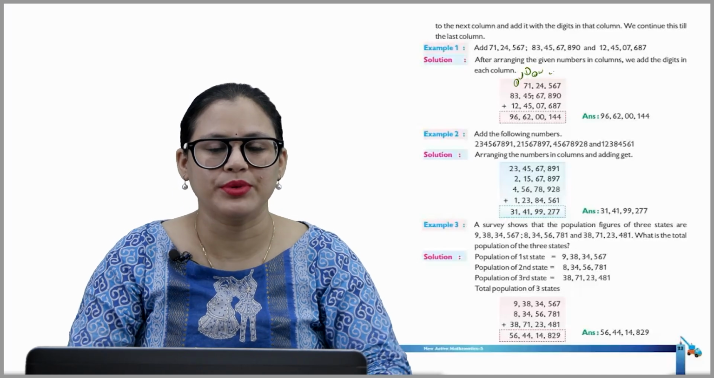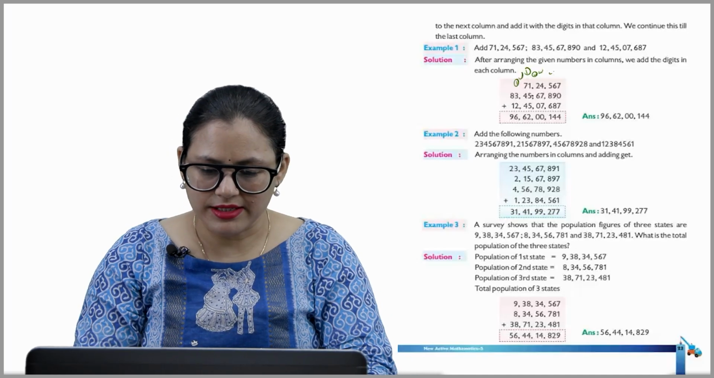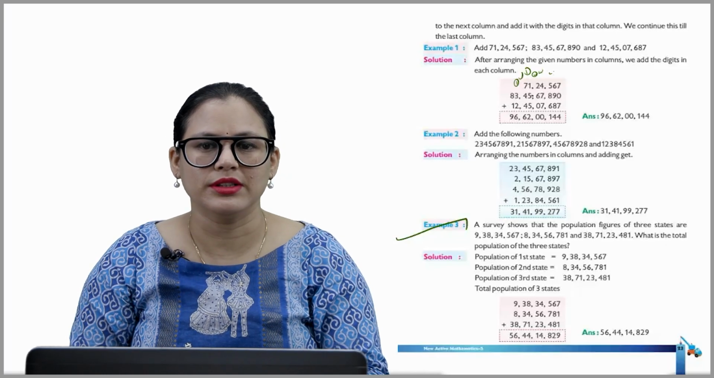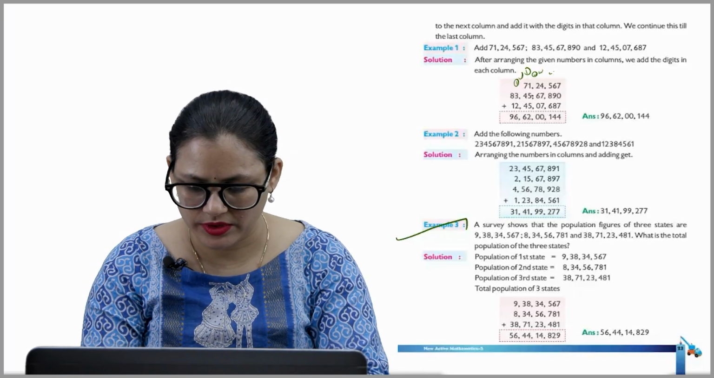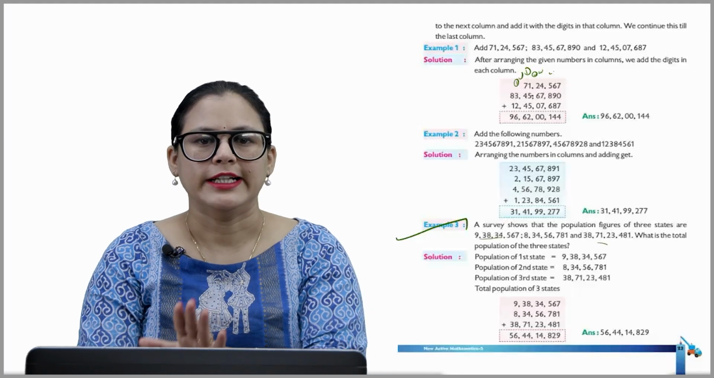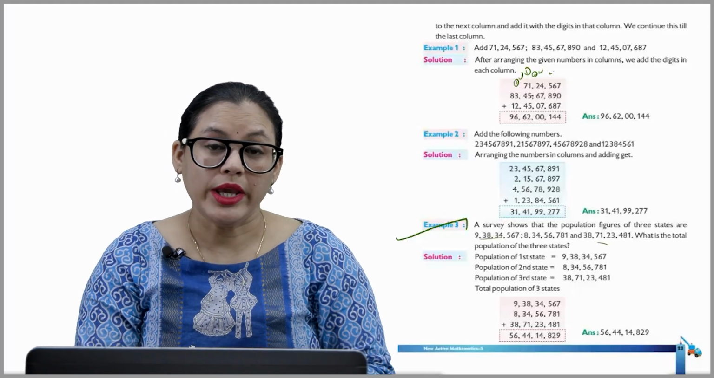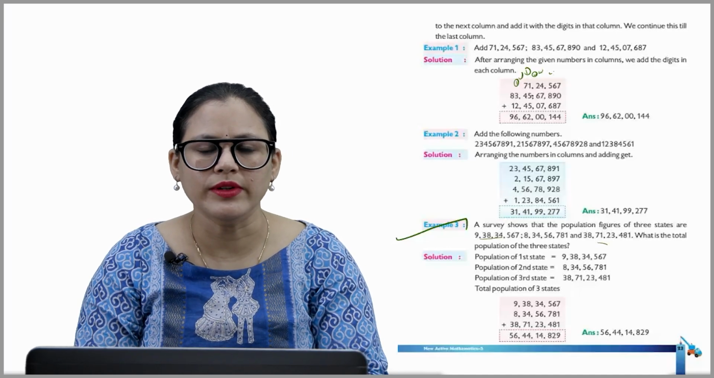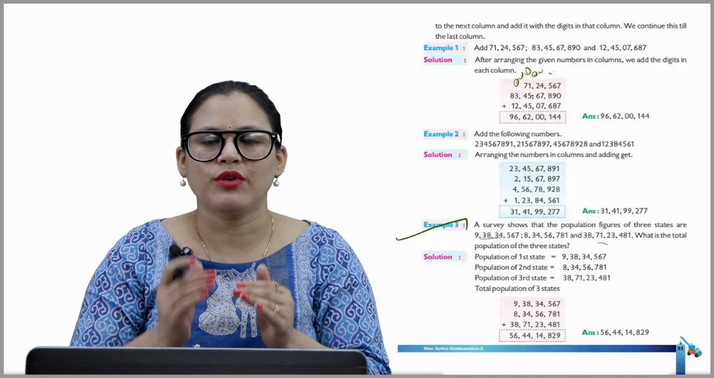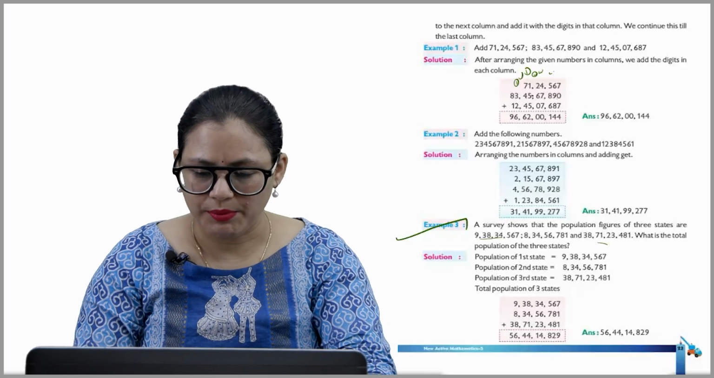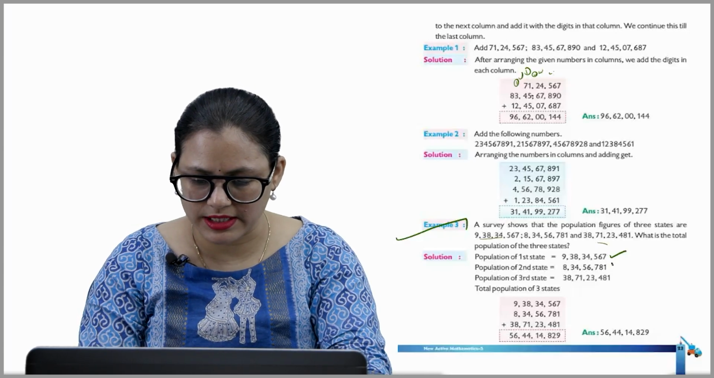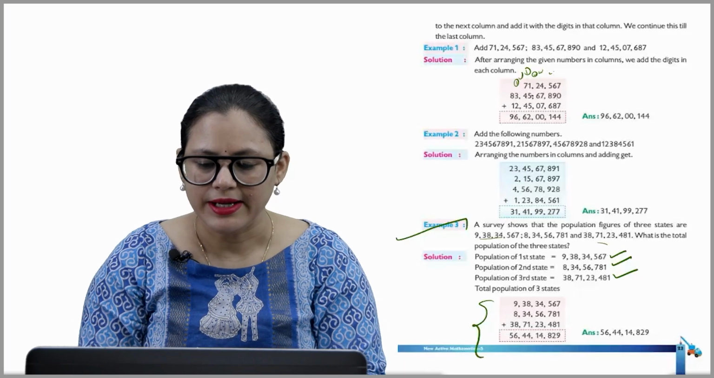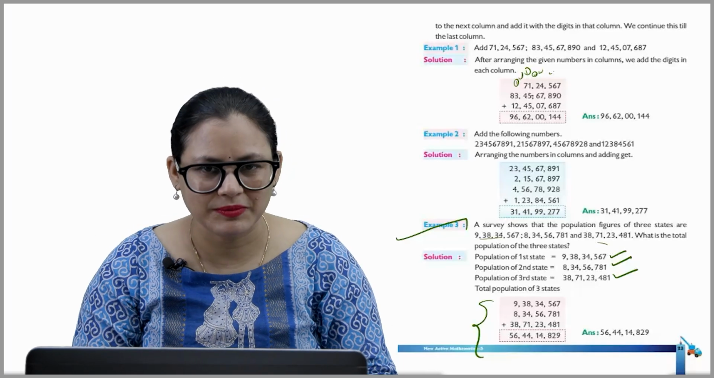Okay, let's see example 3. A survey shows that the population figures of 3 states are these. Okay, these are the population figures of 3 states. Now, we have to find out what is the total population of the 3 states. In this case, what will we do? We will add the population of 3 states, right? Population of first state, population of second state, population of third state, and total population is this when we add the population of all the 3 states, okay?